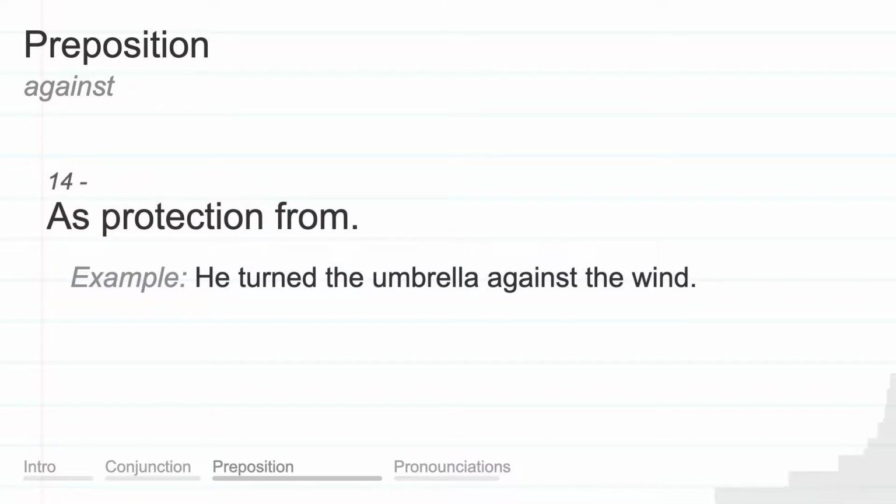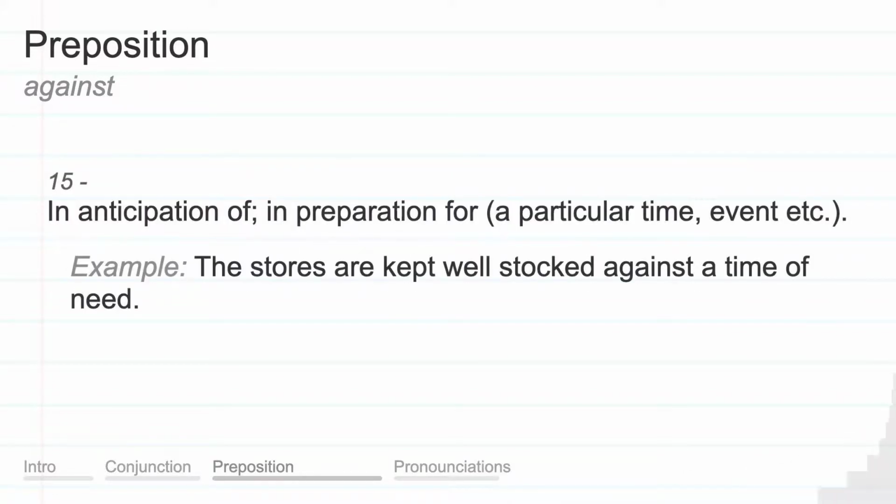As protection from. Example: He turned the umbrella against the wind. In anticipation of, in preparation for a particular time, event, etc. Example: The stores are kept well stocked against a time of need.